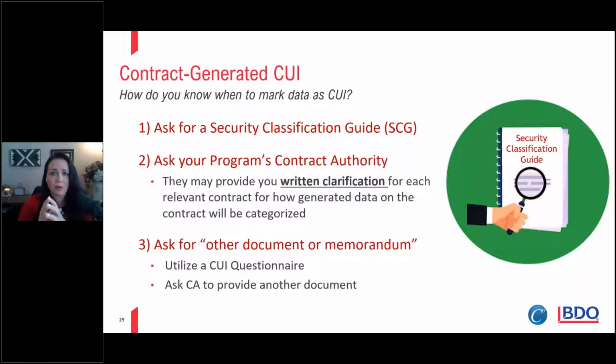And I'm going to show you a part in the DODI where they say they're supposed to provide that. Number two, ask your contract authority. This can be done with an email, a written Word document you sent them and you want them to sign, a form you have them fill out, a form or other document they give you, and that leads to the third one. Ask for it.